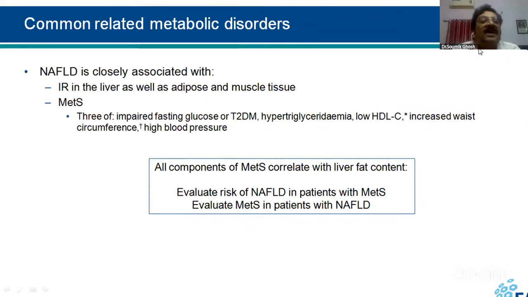NAFLD is closely associated with metabolic disorders, including diabetes and metabolic syndrome, which always comes into the discussion with non-alcoholic fatty liver disease. Along with diabetes, there are hypertriglyceridemia, low HDL, increased waist circumference and high blood pressure. All these complexes lead to metabolic syndrome. Metabolic syndrome is now very common and it correlates with NAFLD and its poor prognosis.